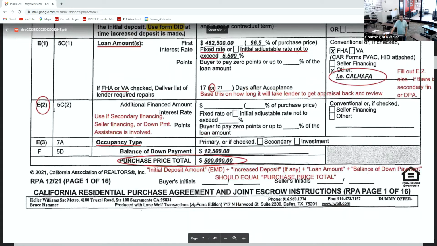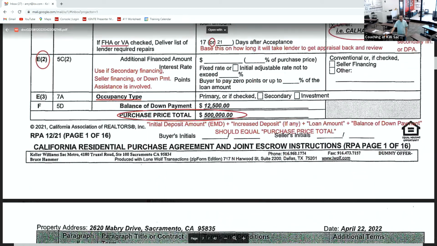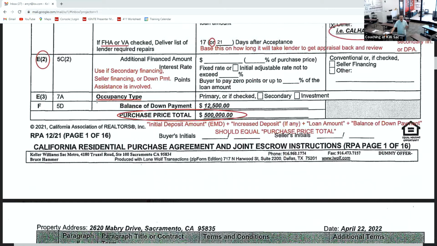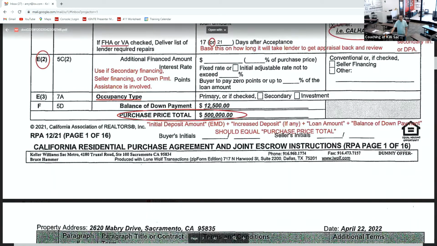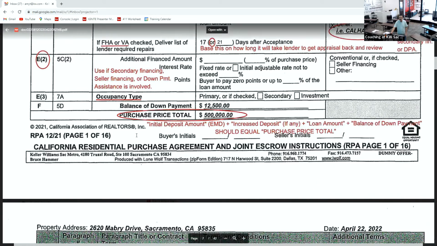You're going to use section E2 if there's additional secondary financing like CalHAPA or something like that. Occupancy type. So it's going to default to owner occupancy or primary. But if it's an investment property, you want to check here. Full disclosure to the seller when they're looking at this deal.